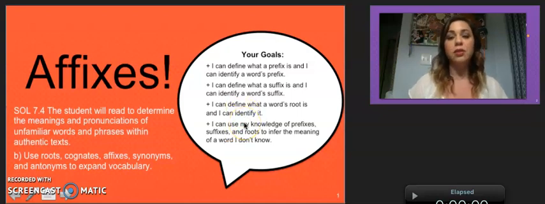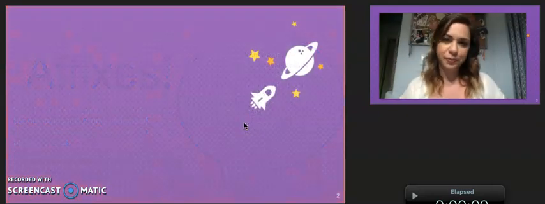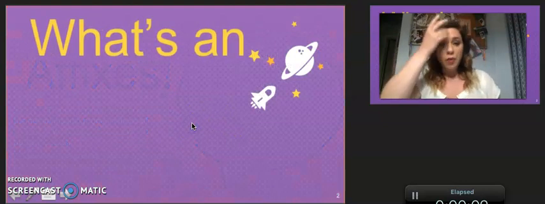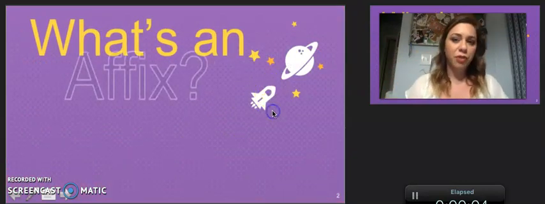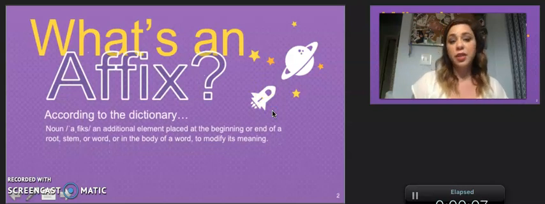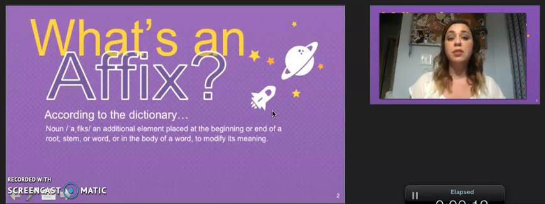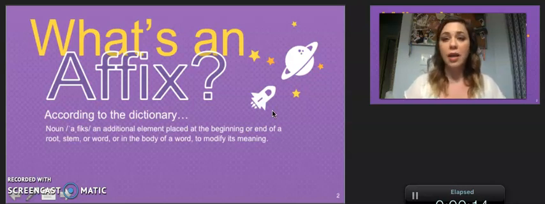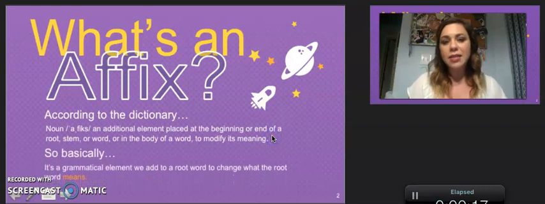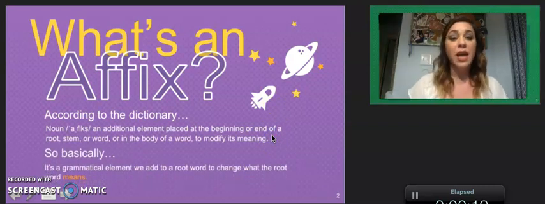What we're doing today is giving you the tools you need to create your own definitions, which we've been working on a little bit, but I just want to make sure that you have a really solid foundation before we move on. So we'll go over again what an affix is, just as a refresher. According to the dictionary, an affix is an element placed at the beginning or the end of a root, stem, or word, or in the body of a word, and it modifies its meaning. So for us, that means it's a grammatical element that we add to the root word to change what the root word means.